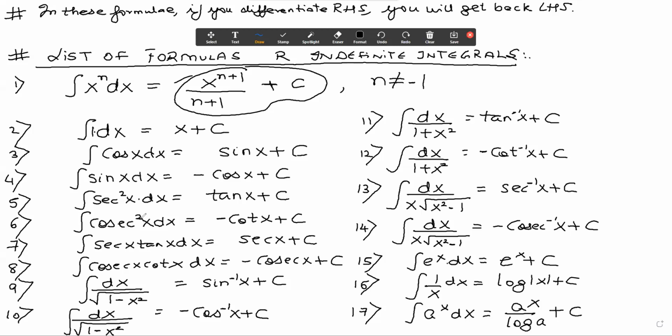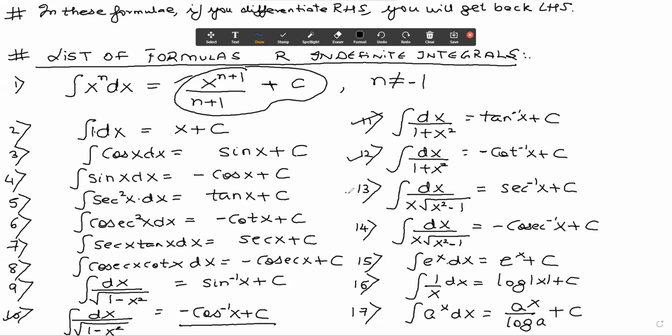Integral of sec x tan x dx is sec x plus c. Integral of cosec x cot x dx is minus cosec x plus c. Integral of dx upon under root 1 minus x square is sin inverse x plus c. Similarly, the same thing will also give me minus cos inverse x plus c. Integral of dx upon 1 plus x square is tan inverse x plus c. The same thing will also give us minus cot inverse x plus c.